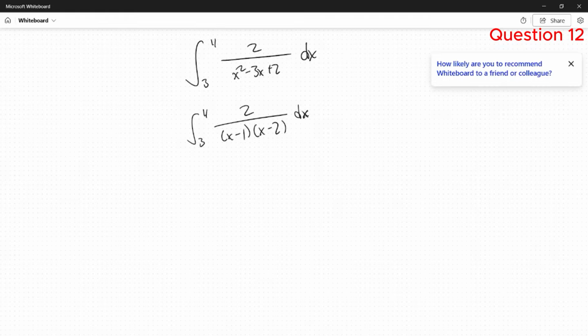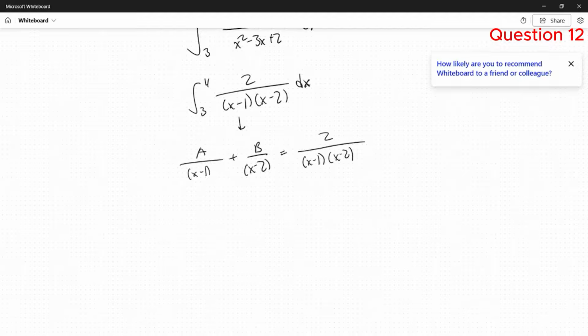Let me remind you that what that says is essentially any value A over the first term plus B over the second term is equal to this, x minus 1 times x minus 2. You're essentially splitting it up into the sum of all of its possible remainders. So let's solve. The first thing we do is we multiply everything in here by a factor of x minus 1 times x minus 2, so we can remove all of the denominators. It just makes everything easier.